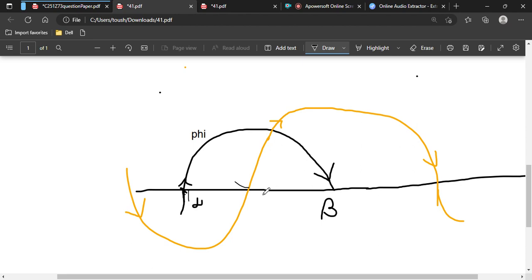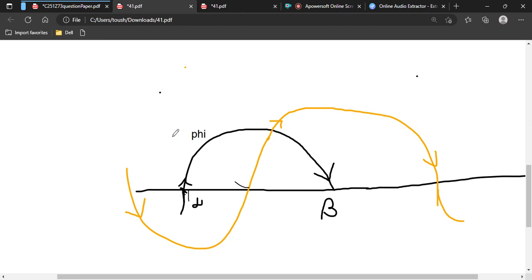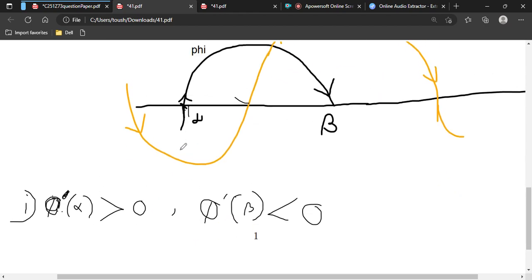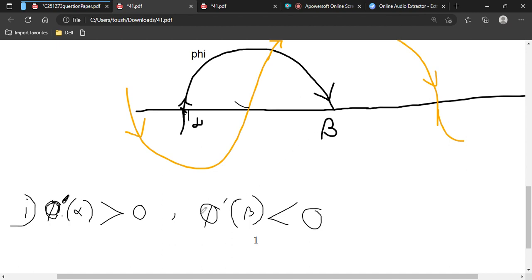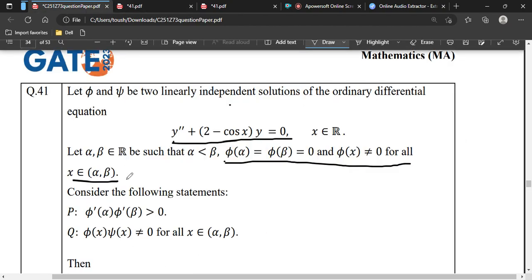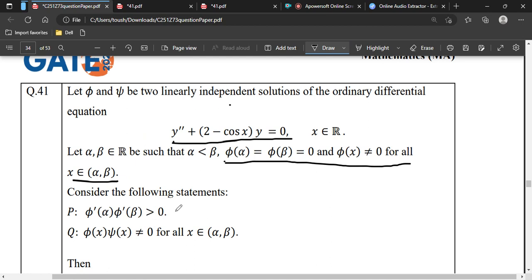Clearly from this graph you can see that at the point alpha, phi is increasing, and at the point beta, phi is decreasing. That means, if phi is increasing at the point alpha, then phi dash alpha will be positive, and if it is decreasing at the point beta, then phi dash beta will be negative. So if you multiply phi dash alpha into phi dash beta, it will be negative, but in the question it's given that it's positive, so option P is wrong.